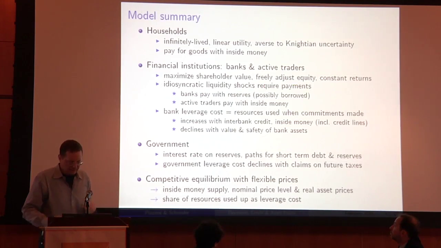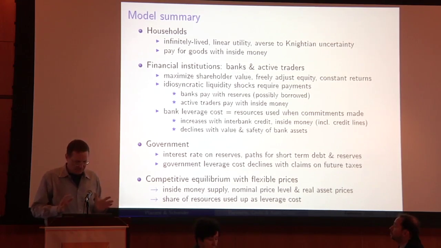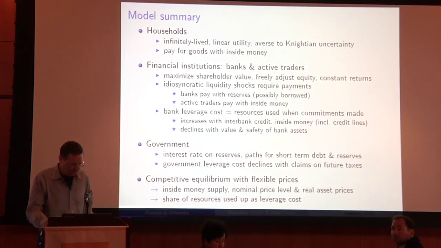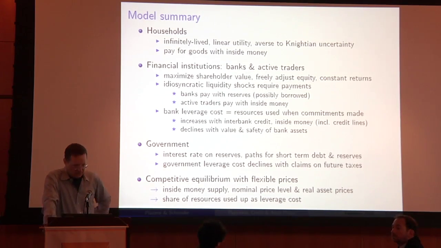Okay, so this is the basic structure. Let me summarize the main ingredients again. So there's households, they're infinitely lived, they're going to have linear utility, and they're going to be averse to Knightian uncertainty.